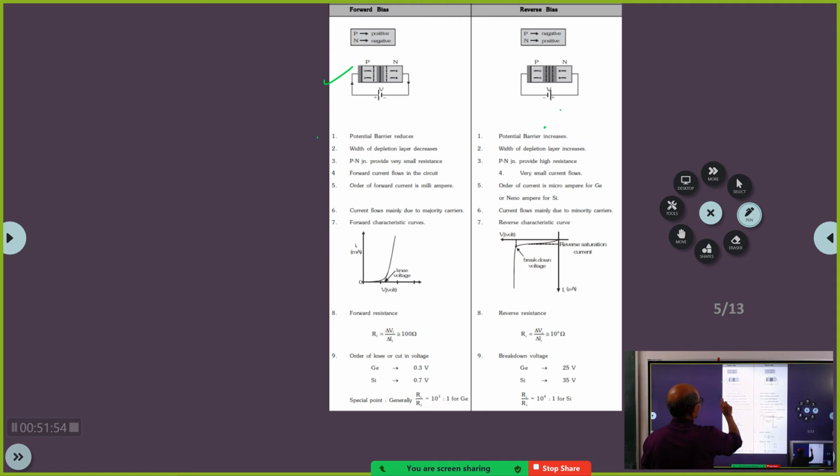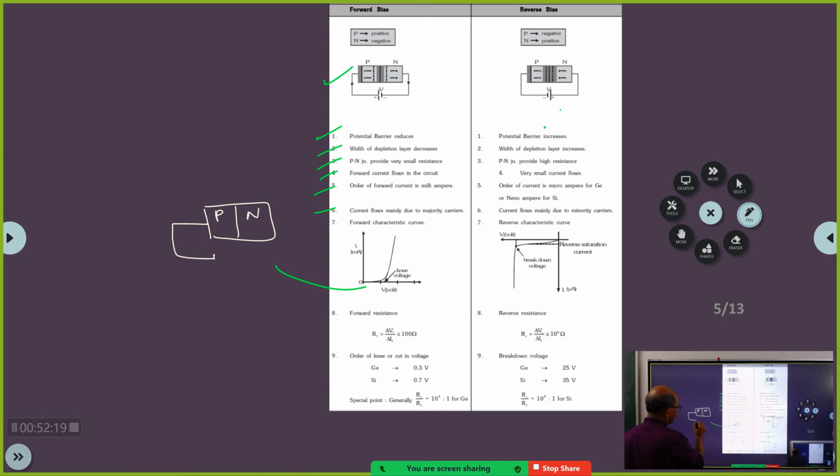Yes, sir. So this point, I think I have explained. This also I have explained. Now coming to this graph. Arun, I will answer your question, but let me first explain this. What is this graph for? This graph is for the diode which is forward biased. Correct? The diode which is forward biased.